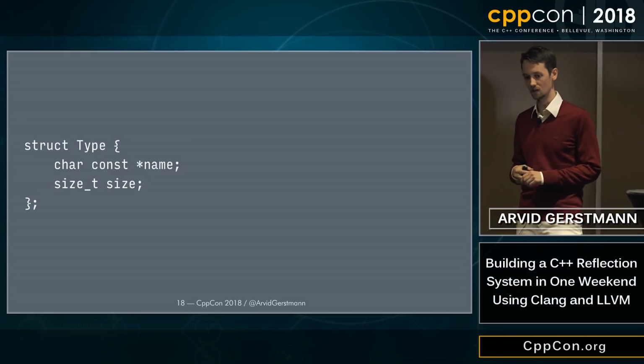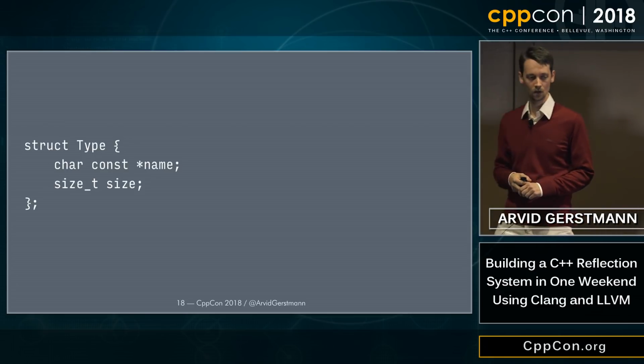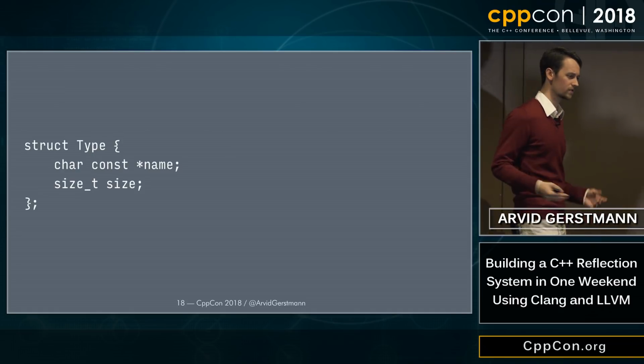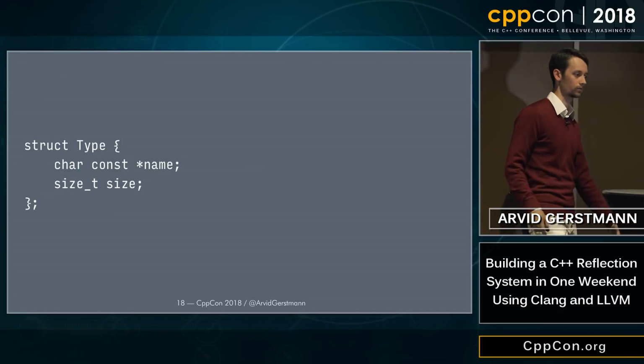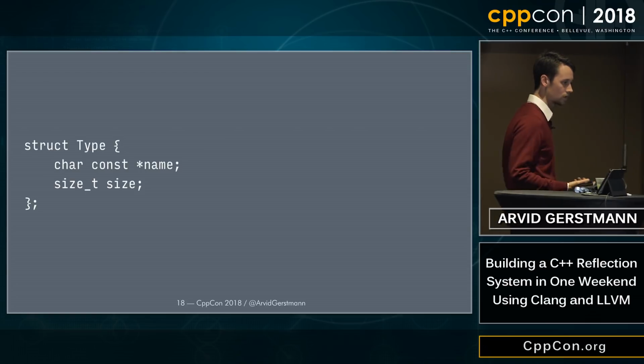Size is basically the equivalent of sizeof(T) at compile time, just available at runtime. And the name is pretty much the equivalent to the C++ type. So for the case of an int, it would say int.